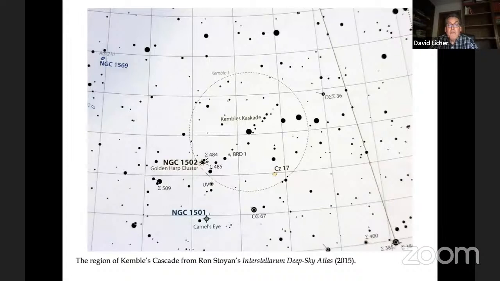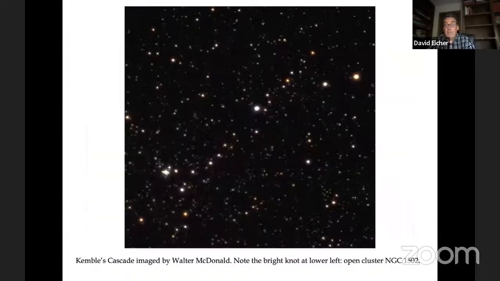And I will show you from Ron Stoyan's atlas here, the Kemble's Cascade portion of a chart with Cascade nicely written out in German here. And you can see, I haven't looked into this or really found it elsewhere, the cluster here is called the Golden Harp Cluster, NGC 1502, and all I can do is think, geez, people have more time to come up with these names than is believable. But anyway, it's in a nice field in the far north.